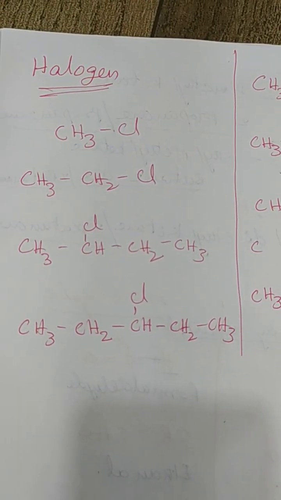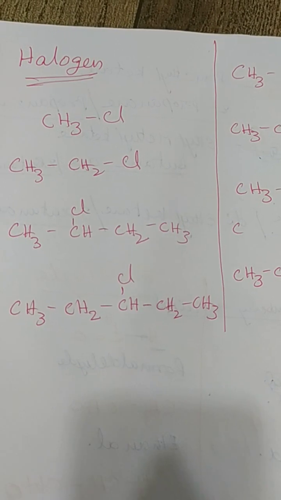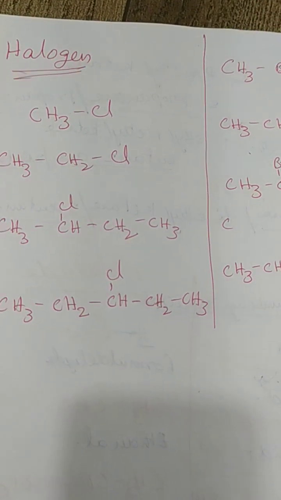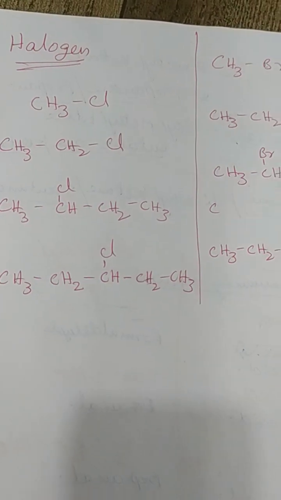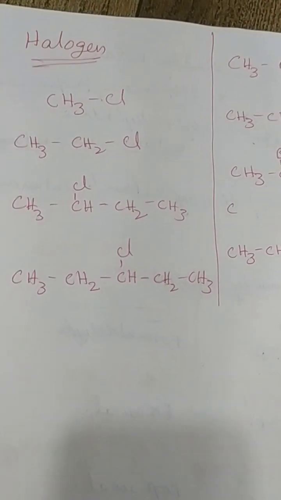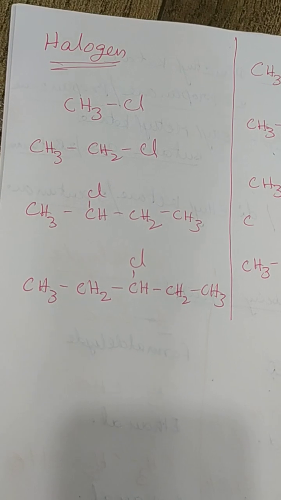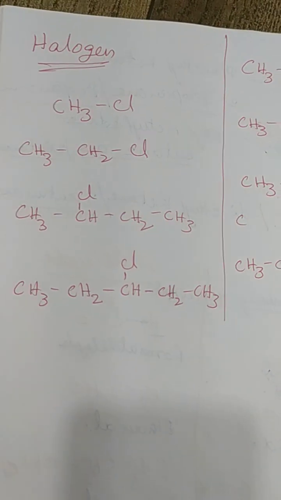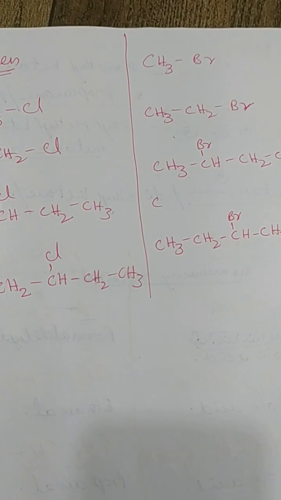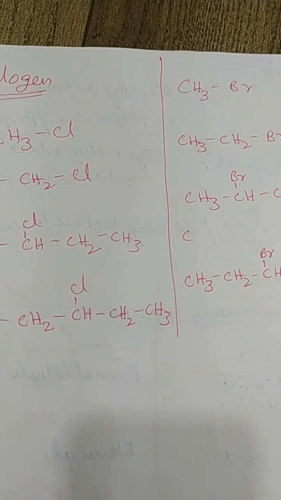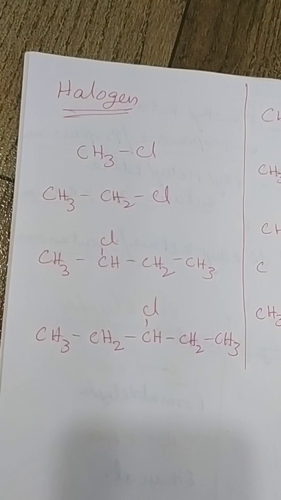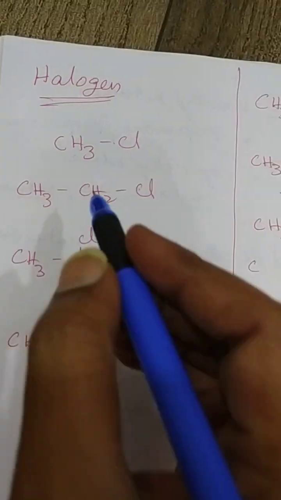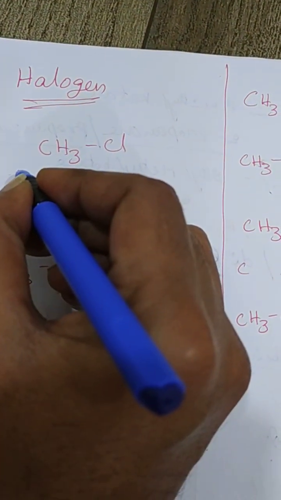Now we will go for the halogens. You see, there are so many halogens. There are 7 halogens. Now we are just taking 1 or 2 examples like chlorine, bromine, iodine. As we all know, chlorine in the IUPAC nomenclature is chloro, bromine is bromo, and iodine is iodo. Nomenclature will always give a short form. So here it is chloromethane.